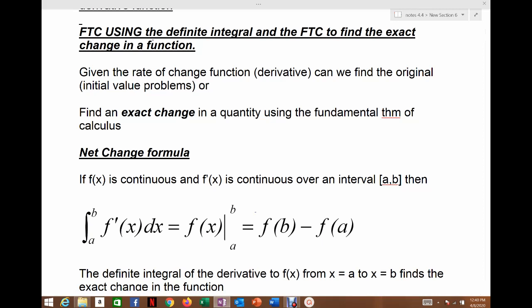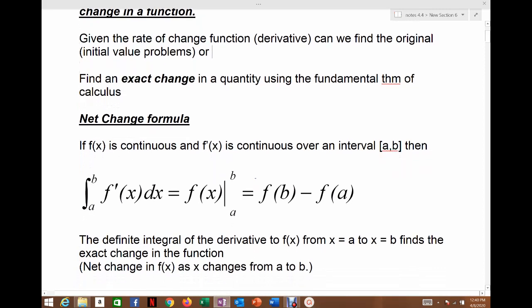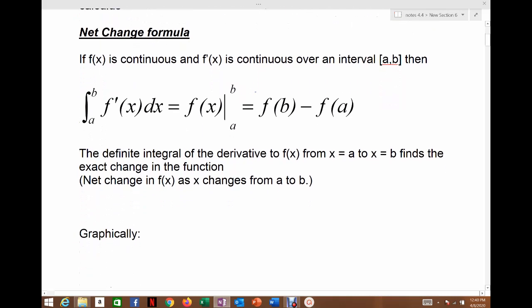All right, so suppose we're given a derivative, a rate of change function. We can find the original function using the initial value problem if we're given an initial value, which is what we did in 5.1, right? We found initial values in the original function and then used it. In this case, I don't have to find my original function exactly, but I can still find a change in my original function, and that leads us to the net change formula, or the net change theorem.